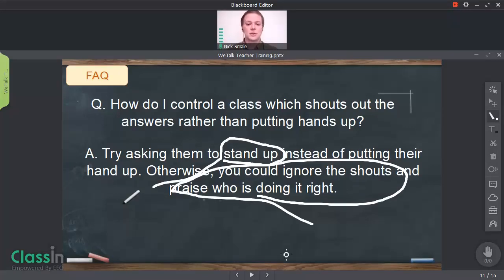If you want to ignore the shouts, what you can do is you can say, I heard the correct answer, but I saw a hand in group 3, you get the point. And the other students say, why didn't we get it? And you say, well, I saw a hand in group 3. Next time, put up your hand. And they will do that.